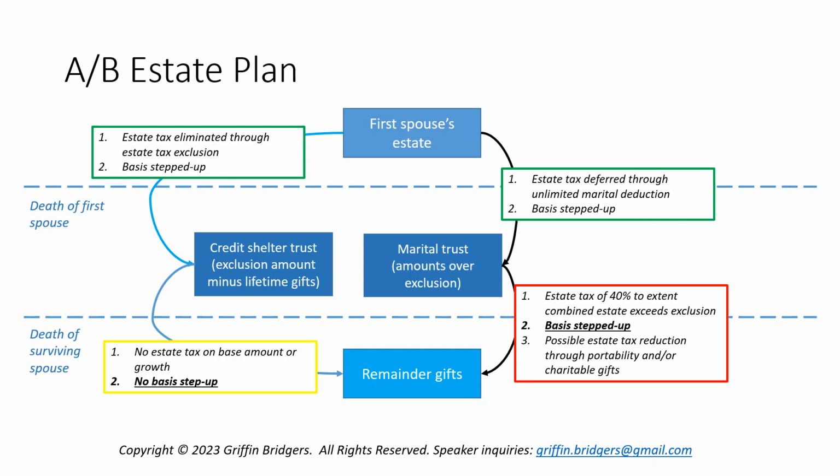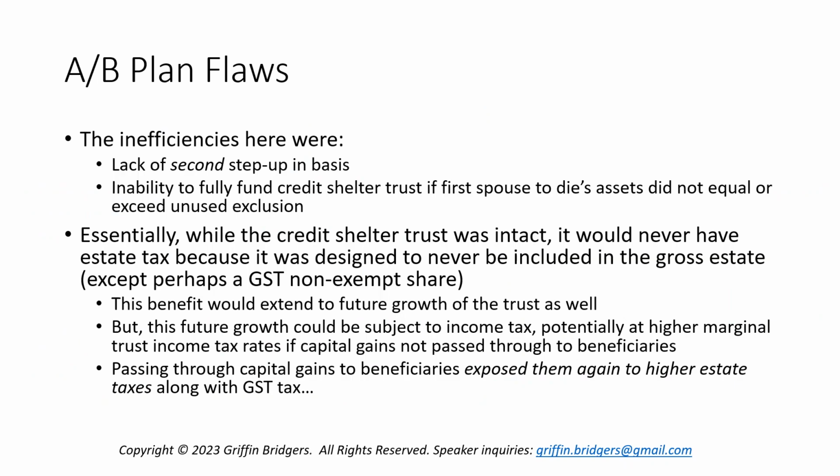But the credit shelter trust would have, as long as it was intact, continued to grow free of estate tax or GST tax, but again with the trade-off being no basis step up. So, as I mentioned, the inefficiencies here were that lack of second step up in basis and the inability to fully fund the credit shelter trust potentially if the first spouse to die did not have assets that equaled or exceeded their unused exclusion at the time.